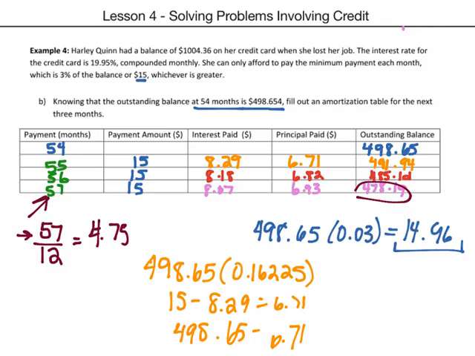She's 3 months off. If this was 60, it would be 5 years. So she's been paying these payments for 4 years and 9 months. That's a long time, and she still owes half of it. So we're going to skip now to Part C.